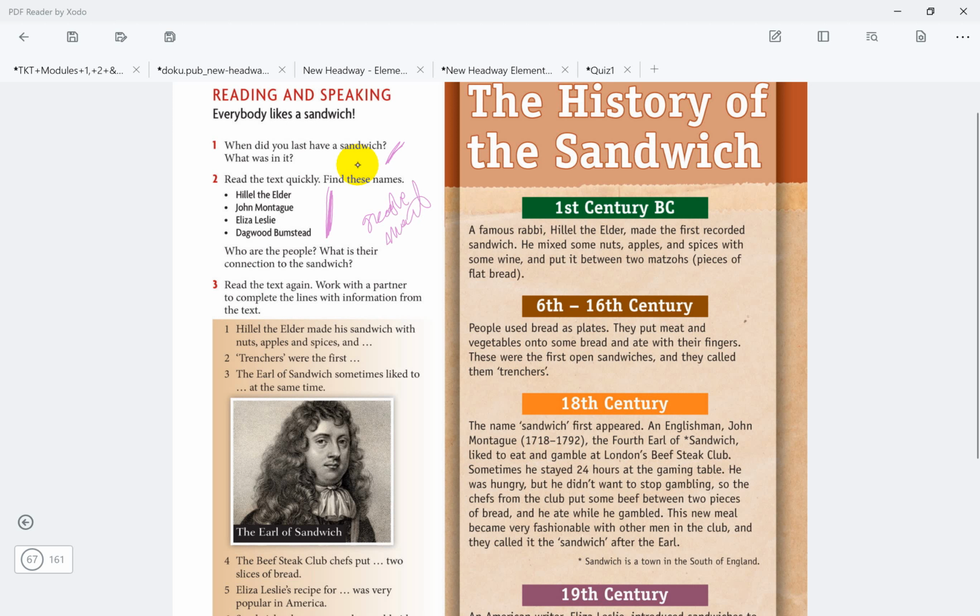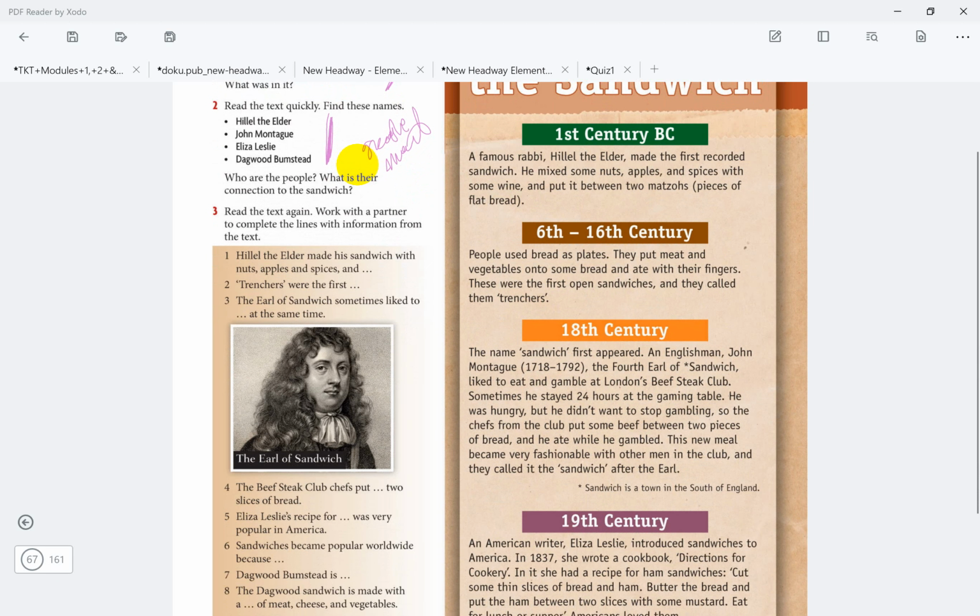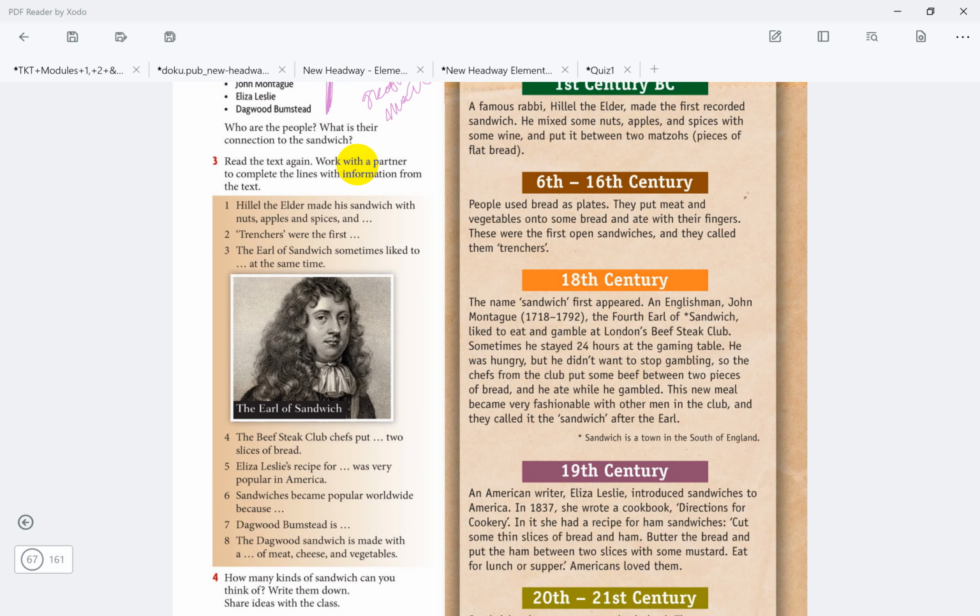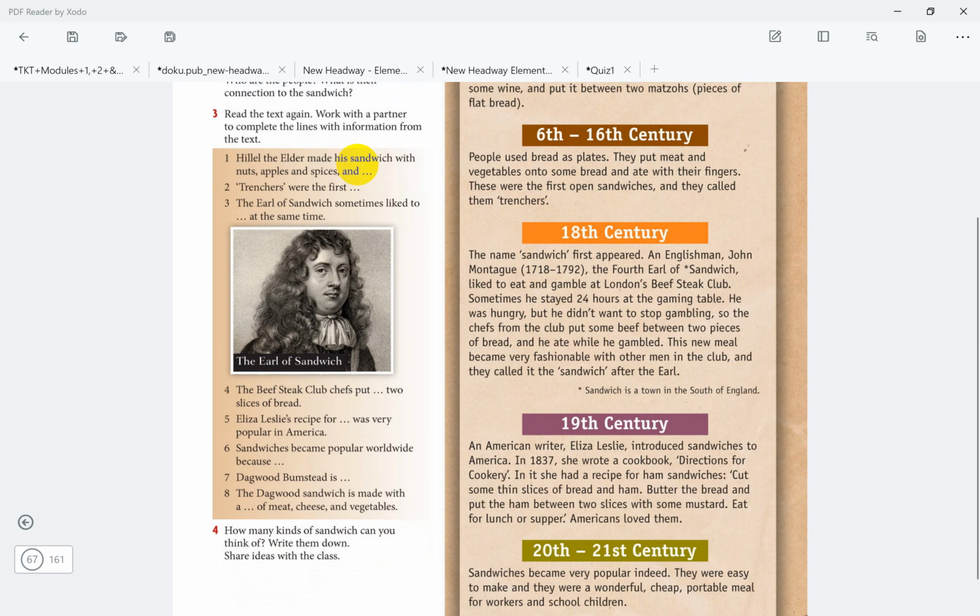Okay. Who are the people? What is the connection to the sandwich? Read the text again, work with a partner to complete the lines with information from the text. So, okay, we have Hillel the Elder made the sandwich with nuts, apples and spices and etc. Trenchers with the first, so we will also complete this side to the tasks I already assigned for you. We'll practice this also for Google Meet.